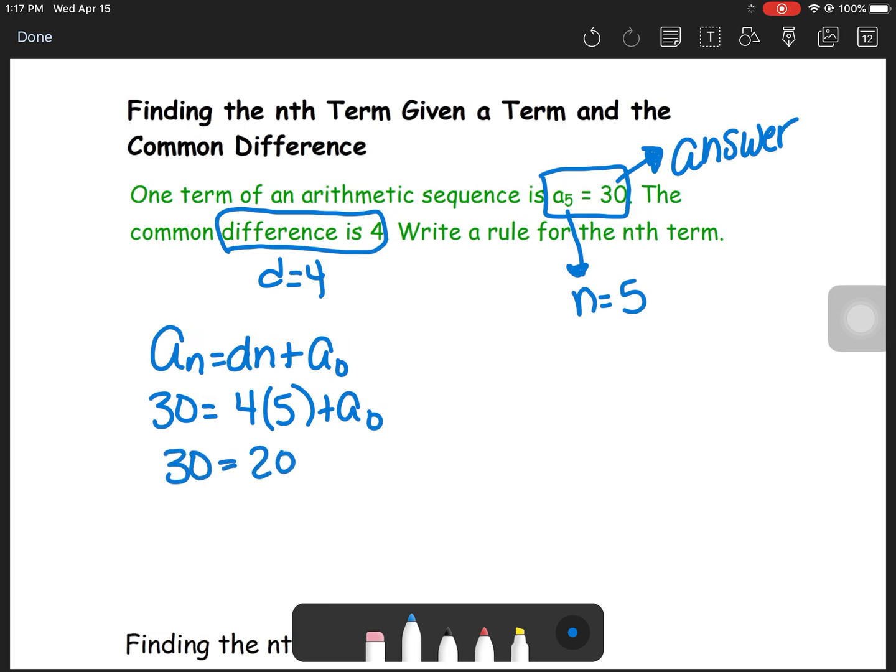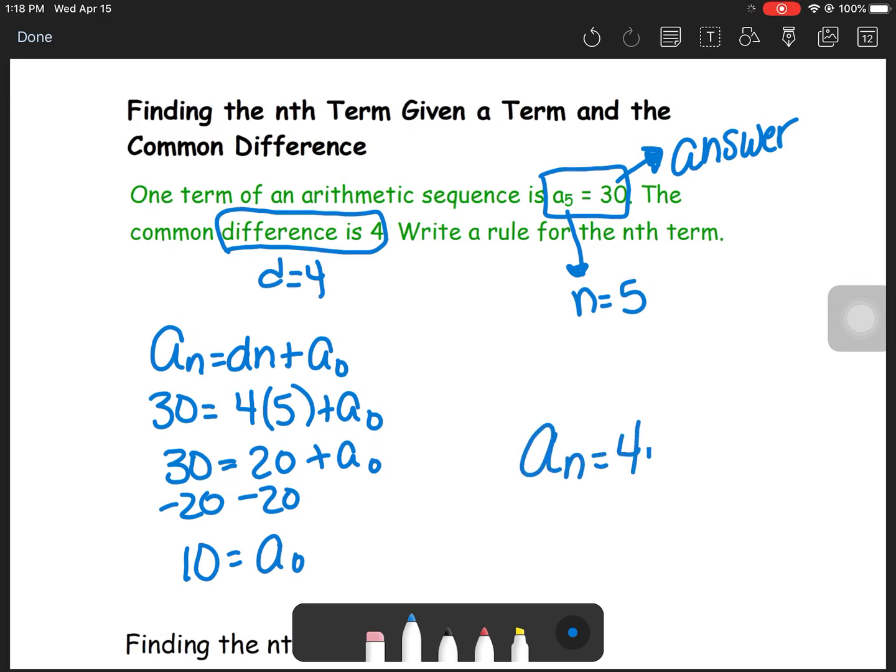4 times 5 is 20, and if I subtract 20 from both sides, we know that 30 minus 20 is 10, which is going to be our 0 term. So now we can write our rule. A sub n equals the difference times the n, the number of the term that we want, plus our 0 term, which is 10.